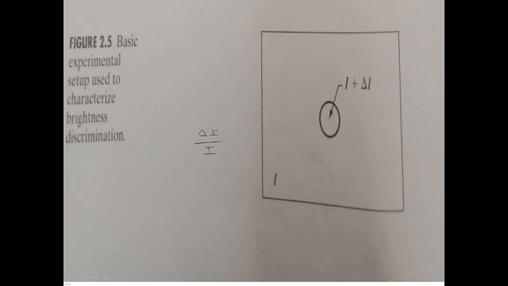If you are able to discriminate between this light and this light when delta I is very small, then your vision is very good. Your vision of discriminating between the two lights is very good. If delta I is very large, it indicates that you are not able to discriminate properly. This indicates there is no proper vision of discrimination. Clear with this?